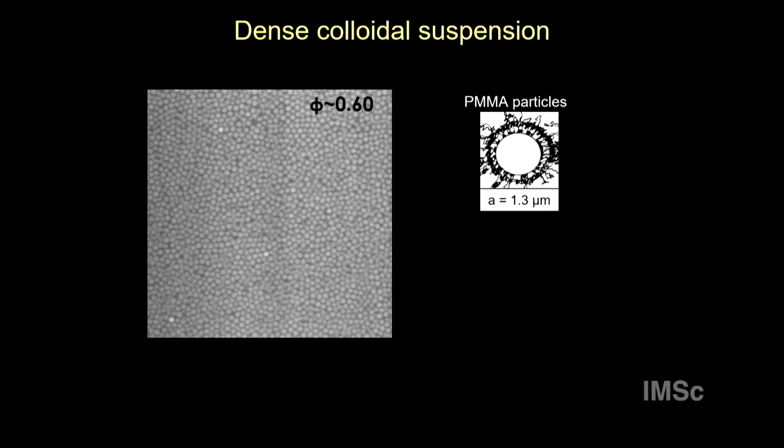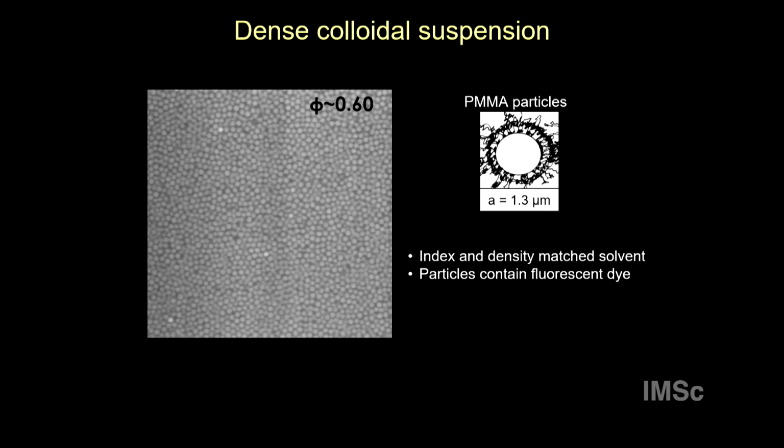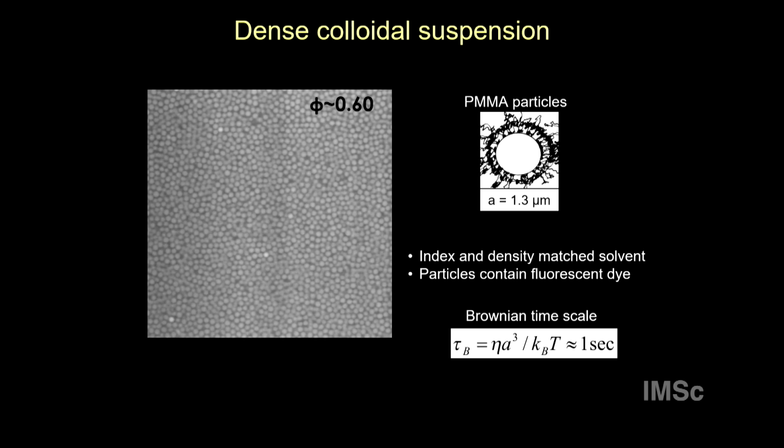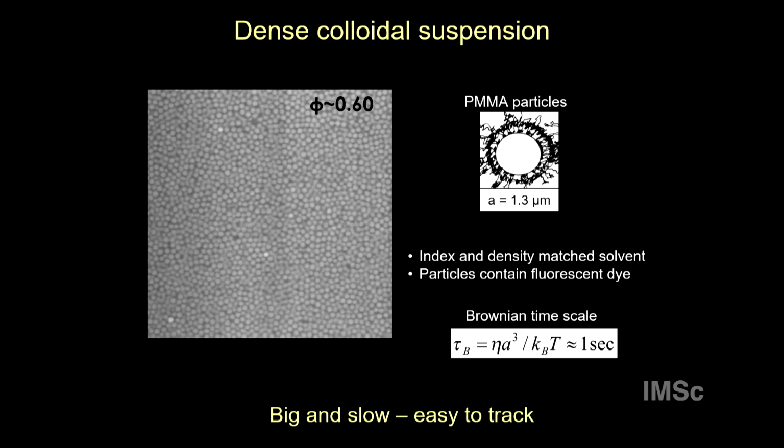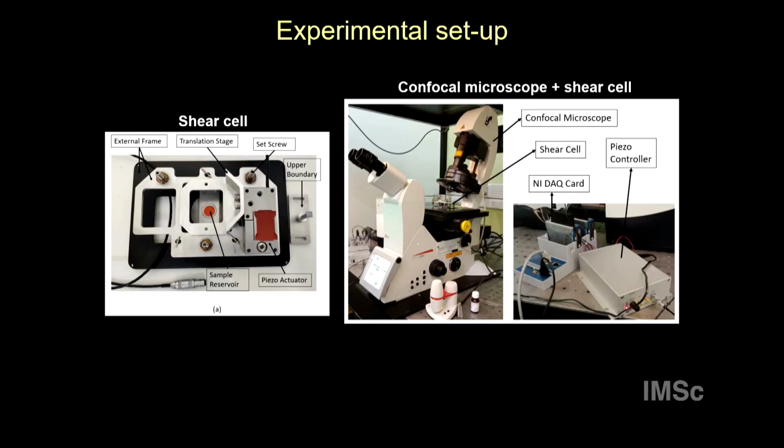So now we did several experiments together to understand what is happening in this system. A snapshot of this system is shown here. These are fluorescent colloidal particles, suspended in an index matched and density matched suspension. These are 1.3 micrometer in diameter. They are small and slow, so we can follow them in time very nicely. That's the advantage of using these kind of colloidal systems. This is the experimental setup that we have developed at IISER Pune.